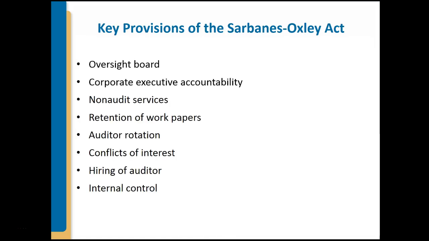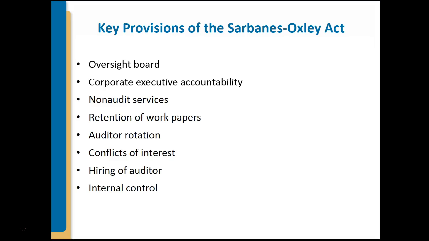Some of the key provisions regard creating an oversight board, which is the Public Company Accounting Oversight Board, PCAOB. It has the authority to establish standards dealing with auditing, quality control, ethics, independence, and other activities related to the preparation of audit reports. Prior to the Act, the AICPA set the auditing standards, and the SEC had the oversight and enforcement authority. Corporate executive accountability: they must personally certify the financial statements and company disclosures, and if they screw up, they're going to have severe financial penalties personally and the possibility of imprisonment.